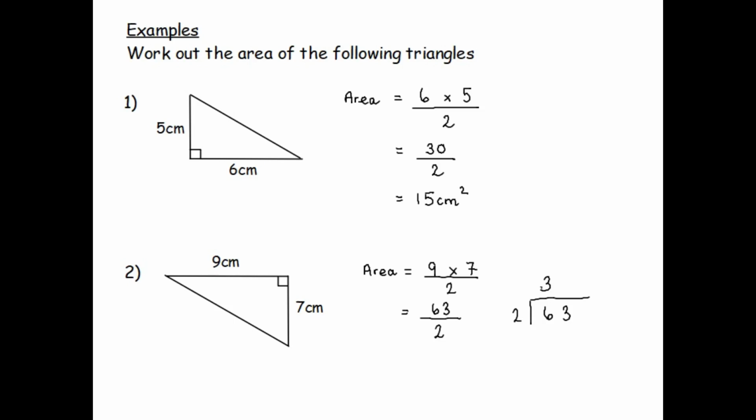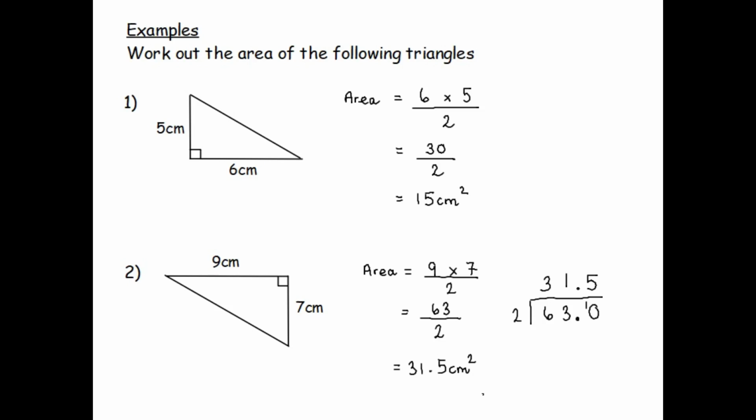2 goes into 3 once, but with 1 left over. So remember, we carry the 1. We have to put decimal points down and add a 0. Now we've got how many 2's go into 10? 5. So our final answer is 31.5. And again, units very important, centimetres and always squared for area.